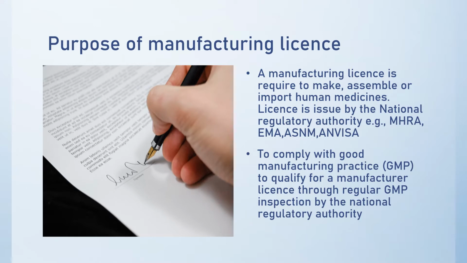A manufacturing license is required to make, assemble, or import human medicine. License is issued by National Regulatory Authority. For UK it's MHRA, for European countries it's EMA, for France it's the National Agency for the Safety of Medicine and Health Product, for Brazil it's the Brazilian Health Regulatory Agency, ANVISA. A manufacturing license requires compliance with good manufacturing practice to qualify for a manufacturer license through regular GMP inspection by the National Regulatory Authority.